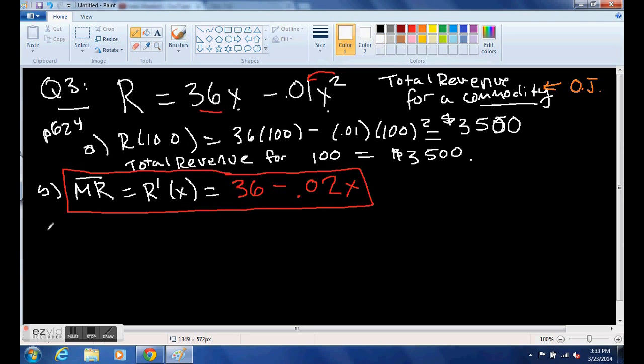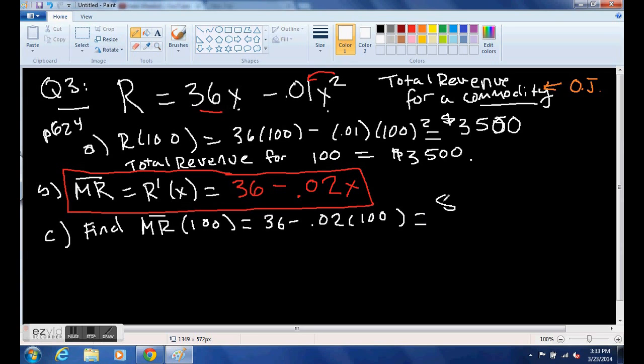Part C of this question says find the marginal revenue when x equals 100 and tell what it predicts about the sale of the next unit and the next 3 units. So we're going to plug x equals 100 into the marginal revenue function. We get 36 minus 0.02 times 100, which is equal to $34.